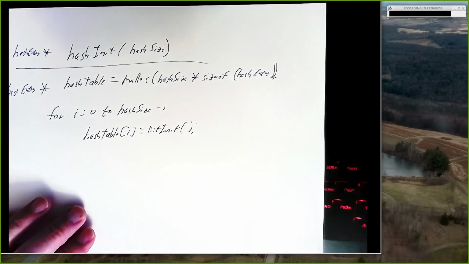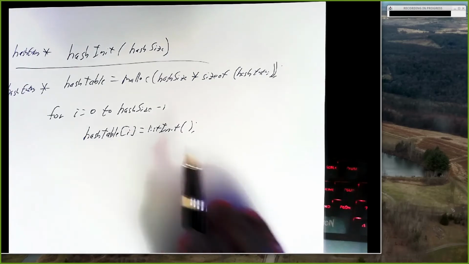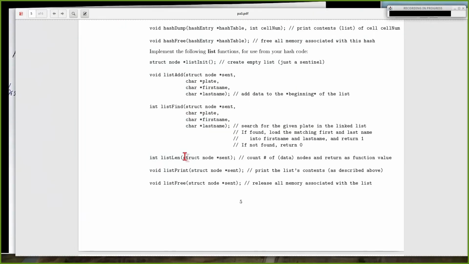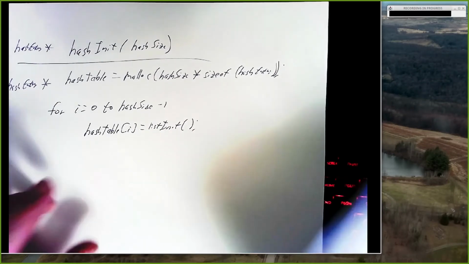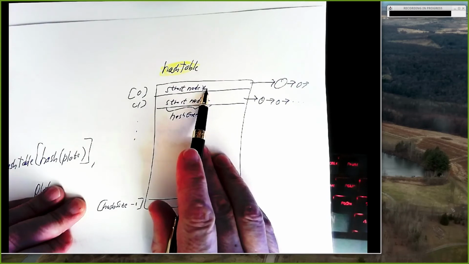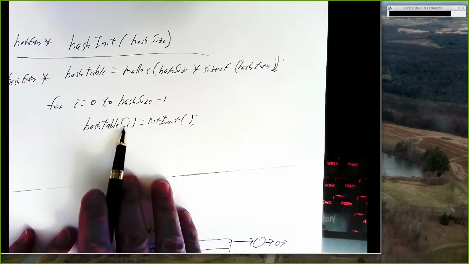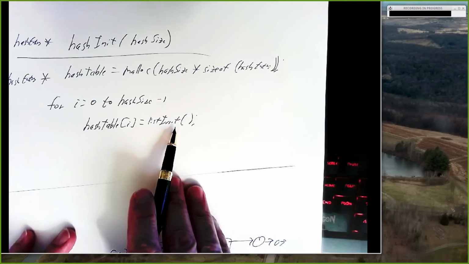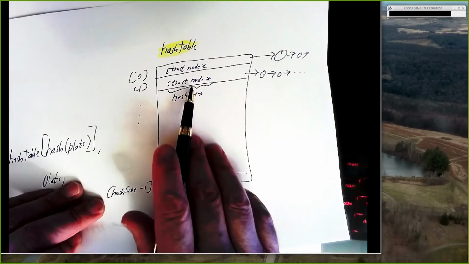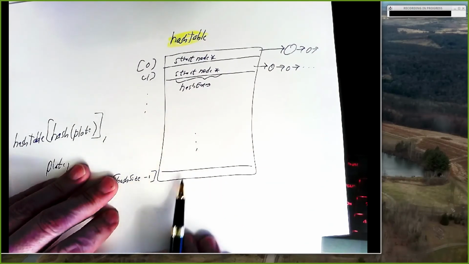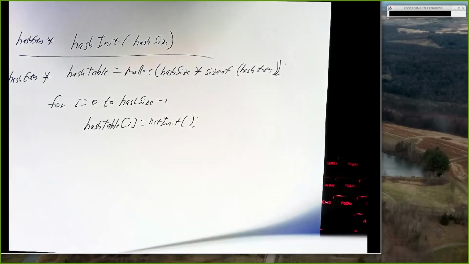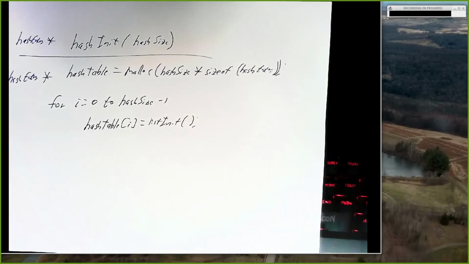And so we set element I equal to listInit. Well, what does listInit do? ListInit creates an empty linked list, and it returns the sentinel node's address. And so this assignment statement will say, okay, hash table bracket 0, that's going to be the sentinel node of an empty linked list. The next time through, as I is equal to 1, I'll get a new sentinel node for a new linked list. I'll set hash table 1 equal to that. And each time I go through, each of these locations in the hash table will be a new sentinel node to an empty list.